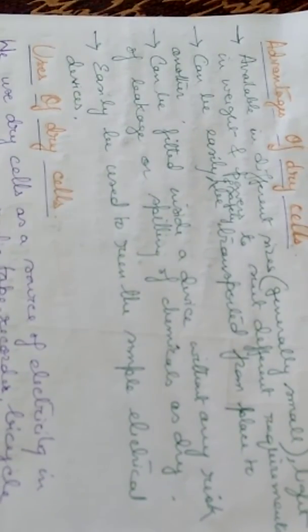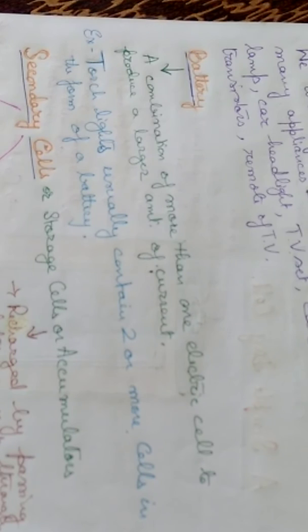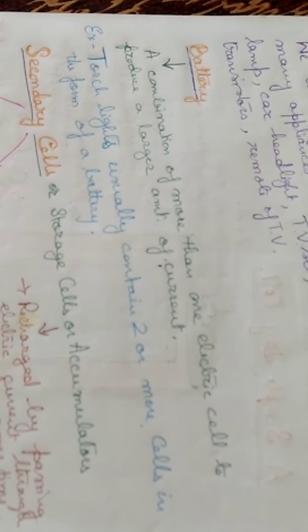Then we come to battery. So what is a battery? Battery is a combination of more than one electric cell to produce a larger amount of current. When they are kept in series or in parallel, they form a battery. They produce a larger amount of electricity. Like torch lights usually contain two or more cells in the form of a battery.